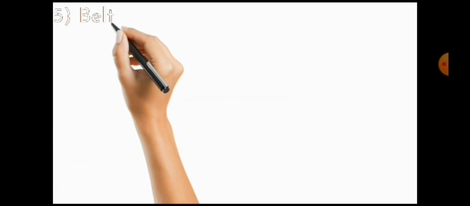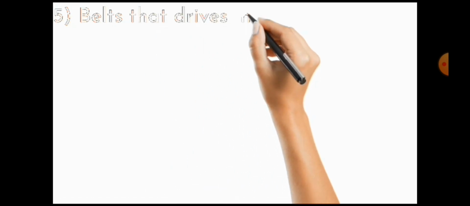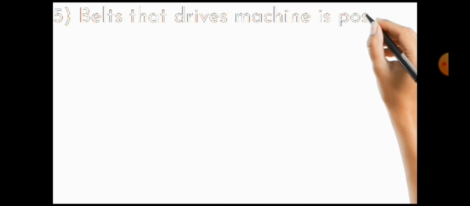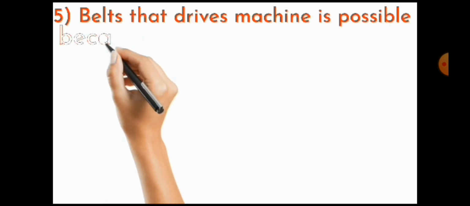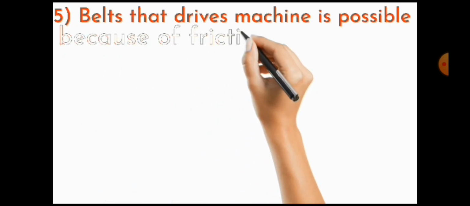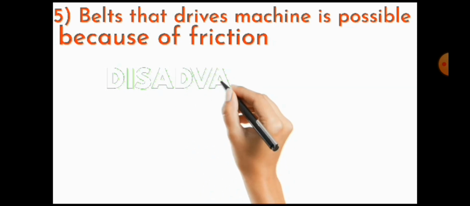Because when we apply a brake, that is when the automobile can stay on the road, because there's a frictional force between the automobile tires and the road. Number five, belts that drive machines are possible because of friction. If there were no friction, belts would not be able to drive the machine.